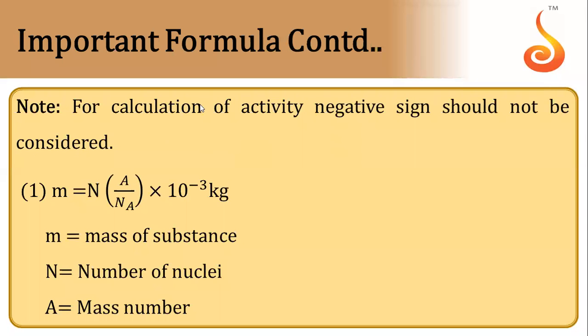Okay, let's move to the next one. Now these are some calculations or some basic formulas. So mass of substance equals N by Na into atomic mass number, where N is the number of nuclei and Na is Avogadro's number.